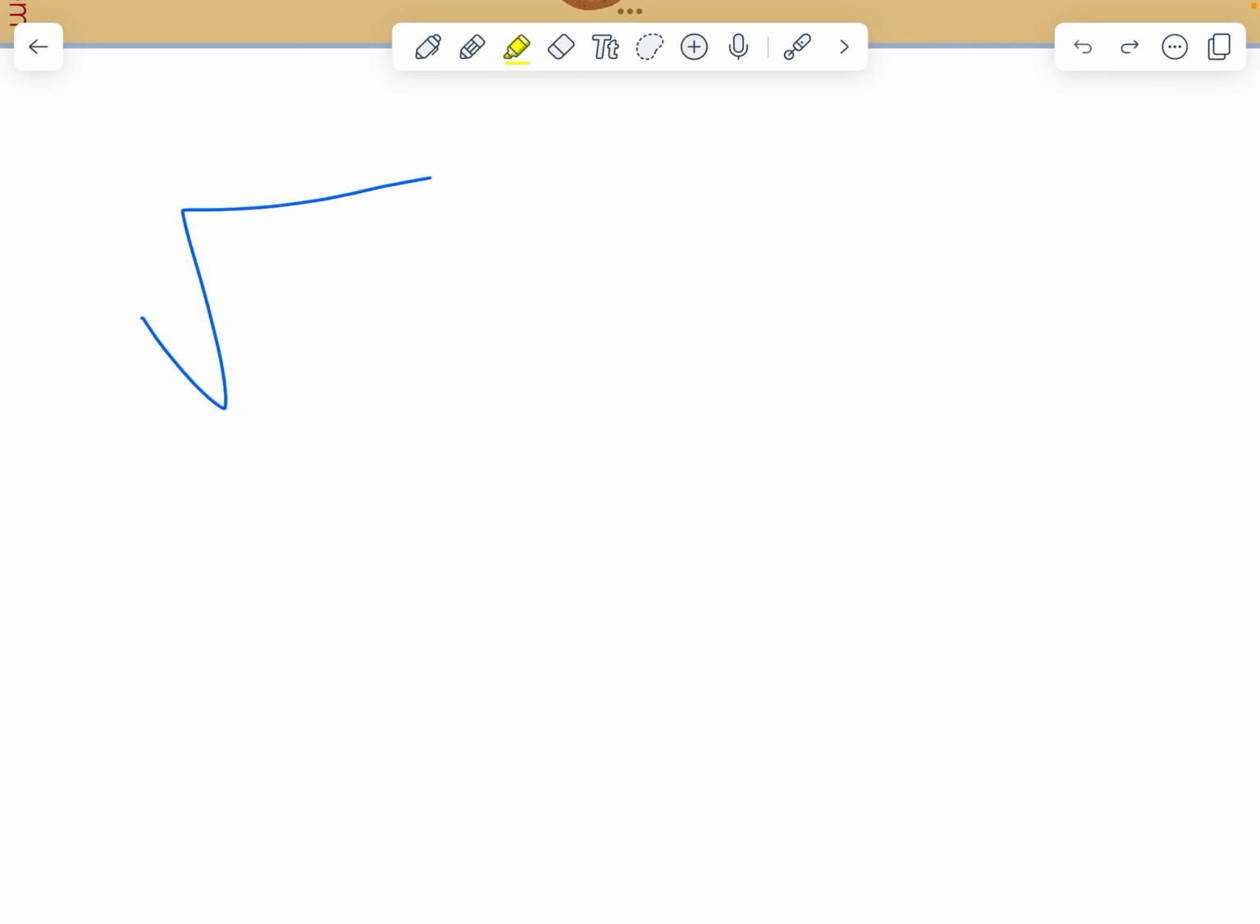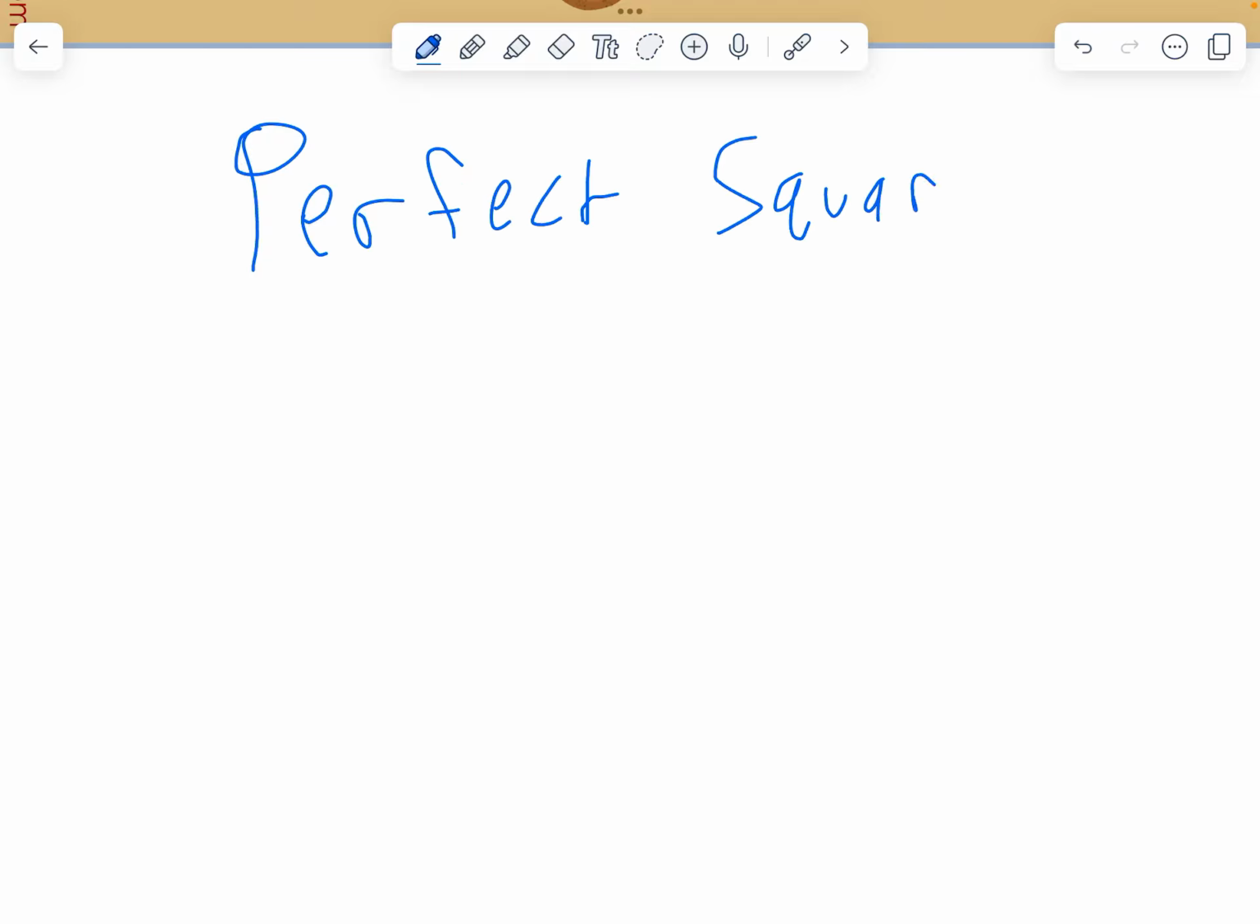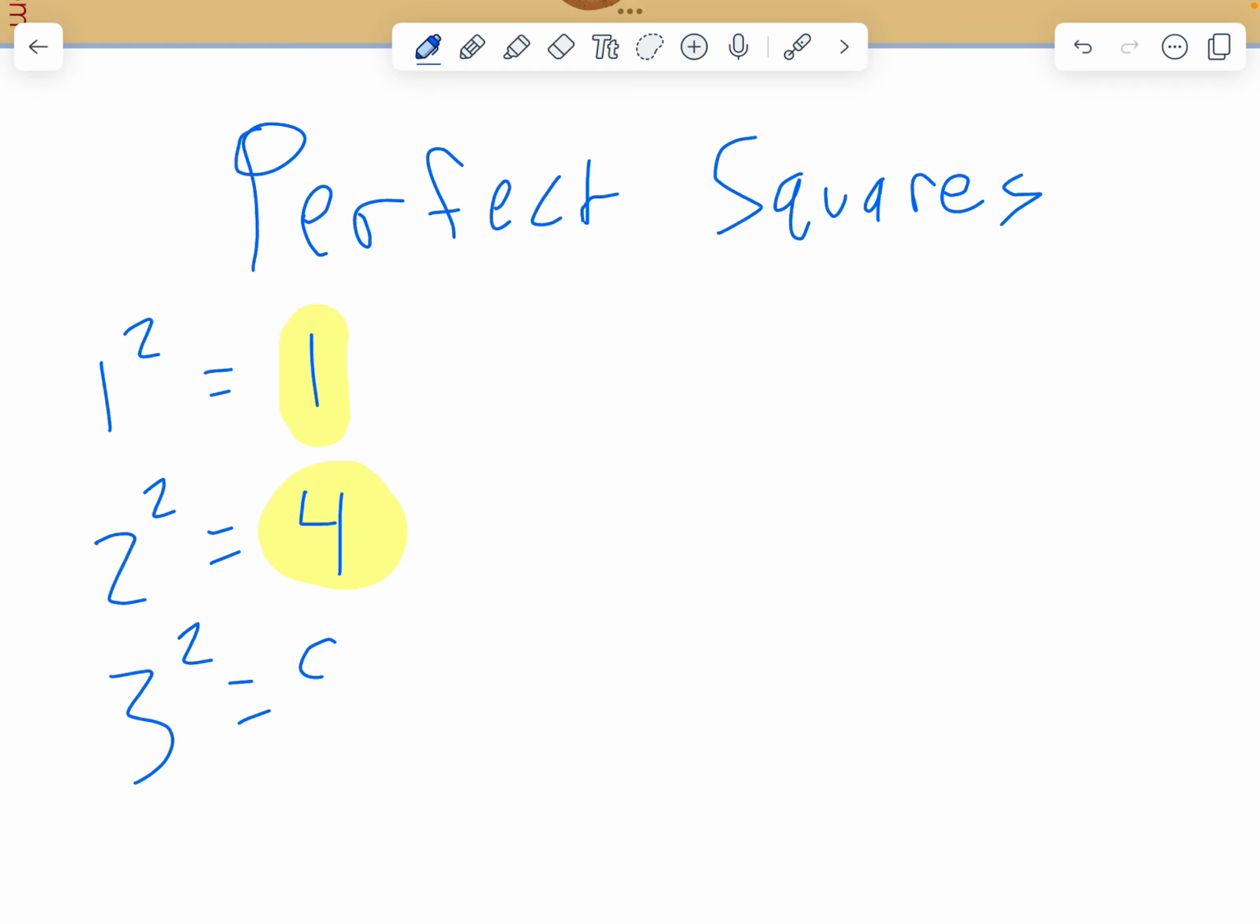And before we can start working with radicals, one thing that it's important to talk about are the perfect squares, okay? You need to know the perfect squares. They're really things that you should have memorized. So the perfect squares are any number that you could get by squaring a whole number, okay? So 1 is a perfect square because it's 1 squared. 2 squared is 4. So 4 is a perfect square. 3 squared is 9. So 9 is a perfect square. And you can keep going on in this way.